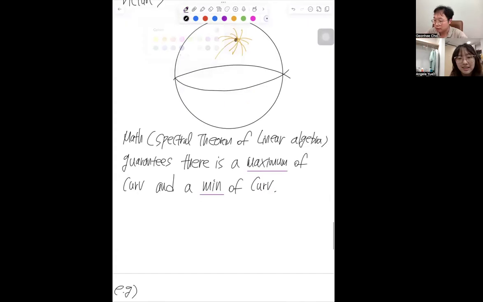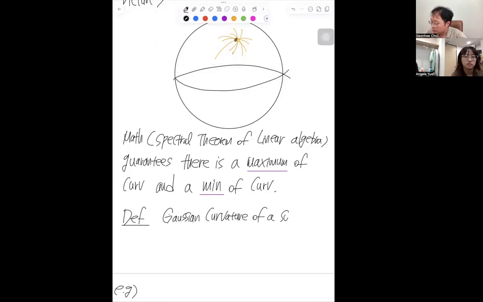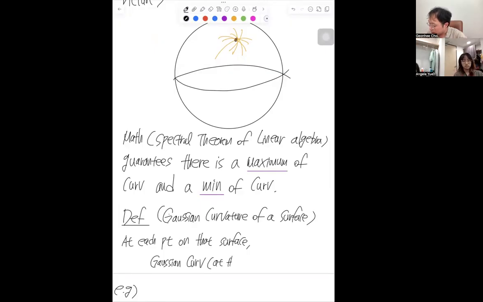So what is the definition of Gaussian curvature? Gaussian curvature is mathematically very simple. Conceptually, the curvature of a surface at each point on that surface, the Gaussian curvature at that point, is the product of the max and min curvatures. That's the definition.